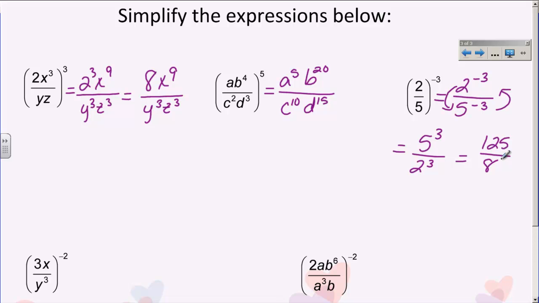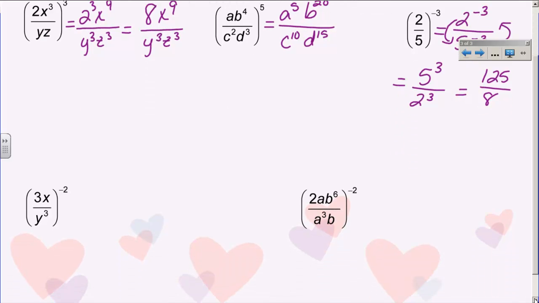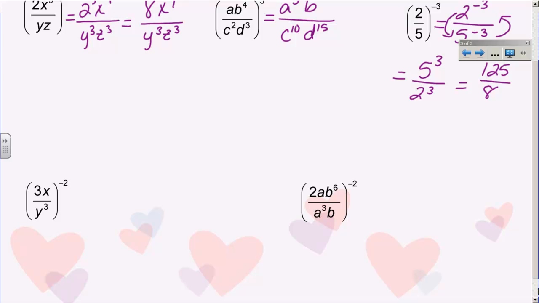I like that one because it's just a little switcheroo kind of an issue, so that you don't have any negative exponents left over. So let's do 2 more. This one's very similar to the one we just did, it's just got a little more to it, but everything is taken to the negative 2 power. So I end up with 3 to the negative 2, x to the negative 2, over y to the negative 6, because I have to do 3 times negative 2.